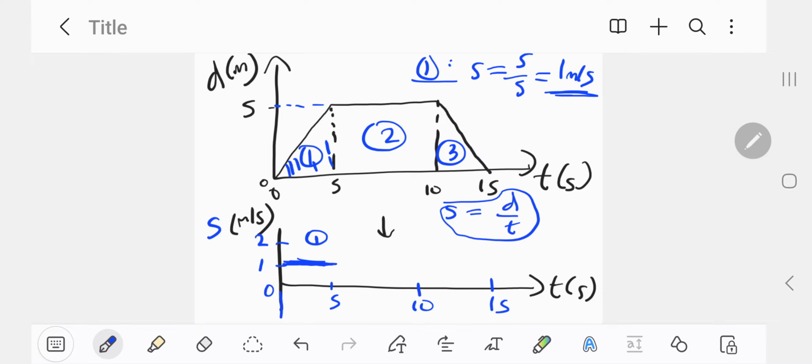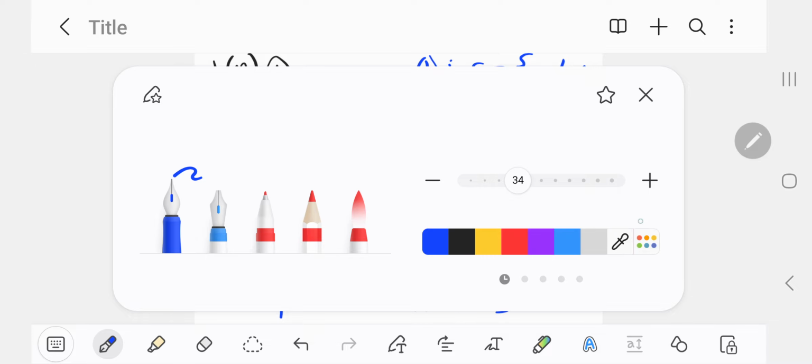Why is it a flat line? Well, 1 meter per second is just a number. It's a constant. It's not changing. For 5 seconds, they're moving at 1 meter per second. So it's a flat line, 1 meter per second. And use a different color.